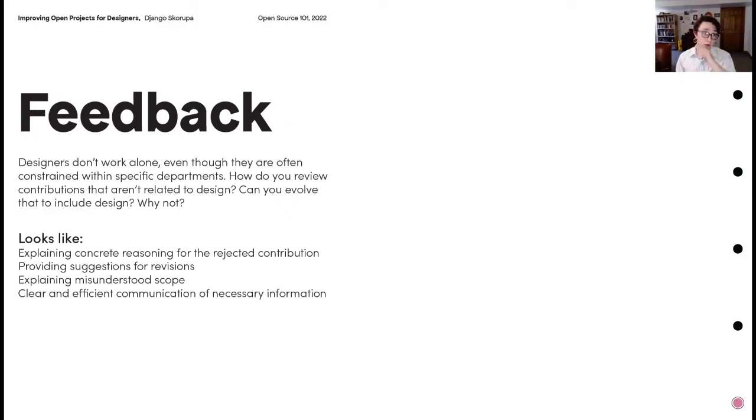Good feedback looks like explaining concrete reasoning for rejected contributions, as well as providing suggestions for revisions and explaining misunderstood scope. In short, it is clear and efficient communication of necessary information.